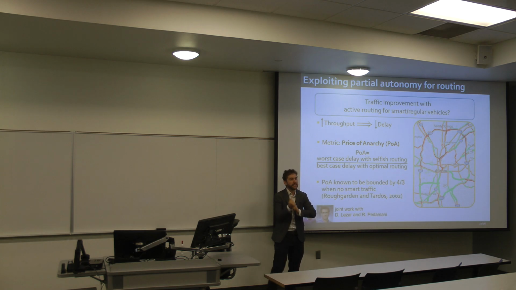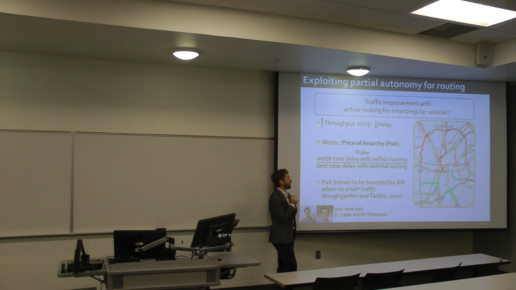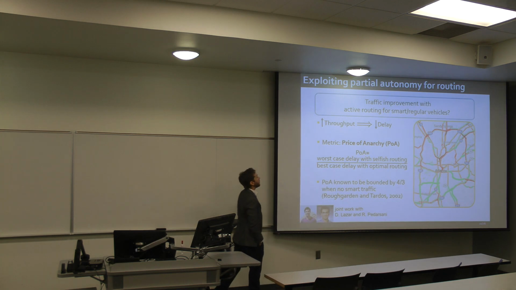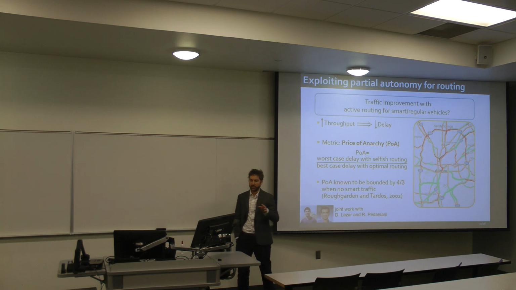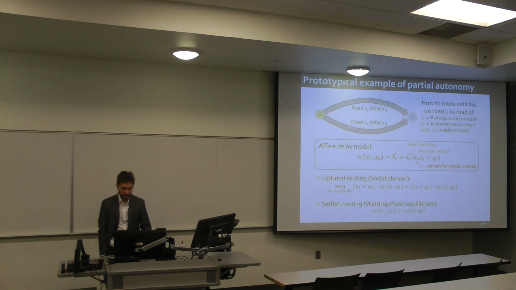We can get different mixes of throughputs on the roads, and maybe that different mix does better than we would otherwise. Just to summarize a bullet on a previous slide, it's been well known for about 15 plus years that the price of anarchy is bounded by 4/3 if you just have regular vehicles in the network, with no autonomous or smart traffic. So let's see what happens in this autonomous world.